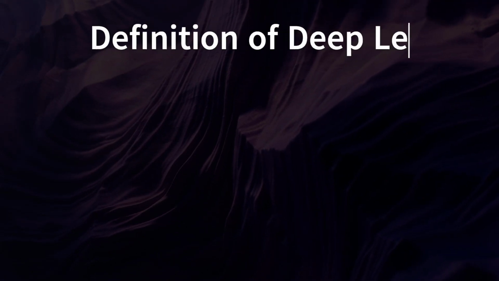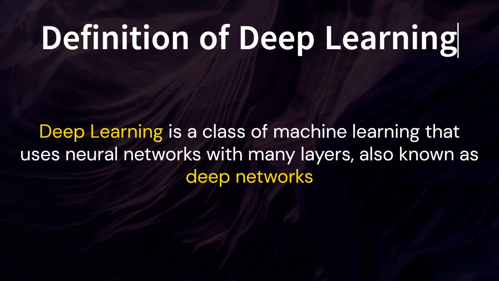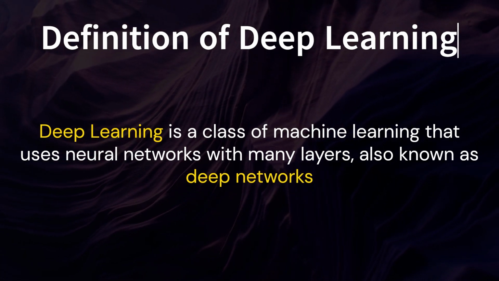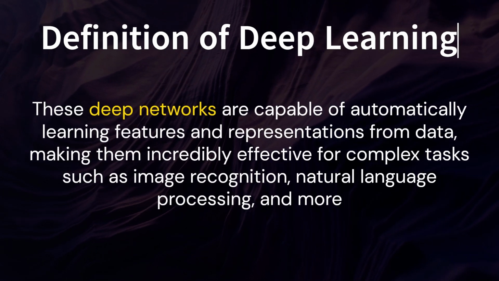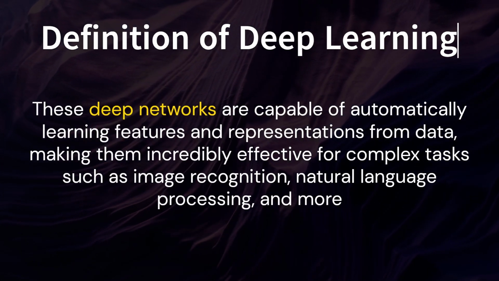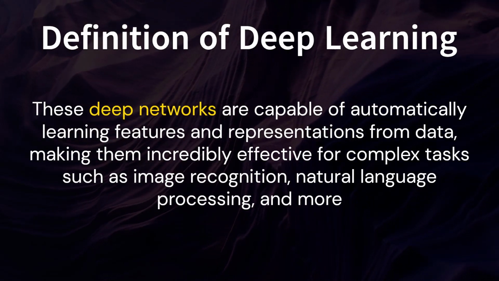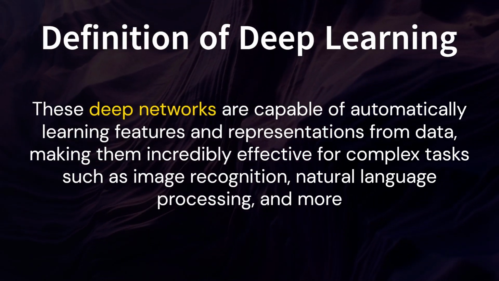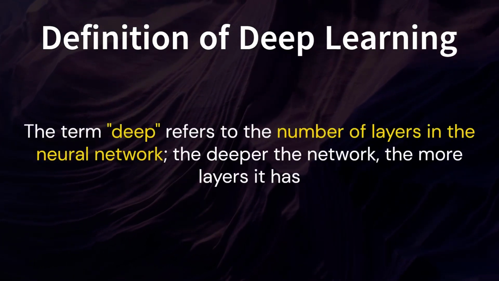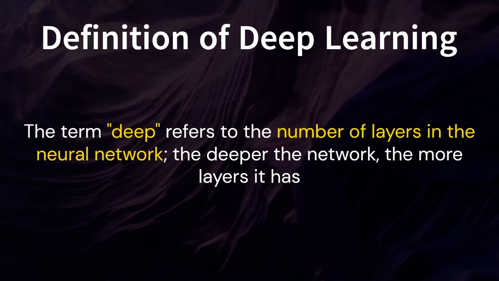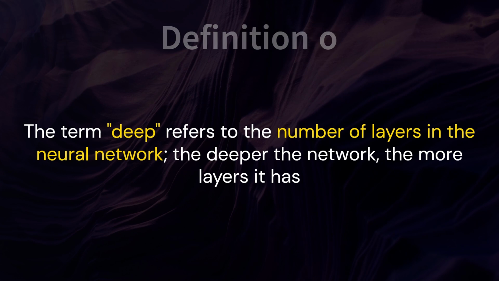Let's start with the definition of deep learning. Deep learning is a class of machine learning that uses neural networks with many layers, also known as deep networks. These deep networks are capable of automatically learning features and representations from data, making them incredibly effective for complex tasks such as image recognition, natural language processing, and more. The term deep refers to the number of layers in the neural network. The deeper the network, the more layers it has.